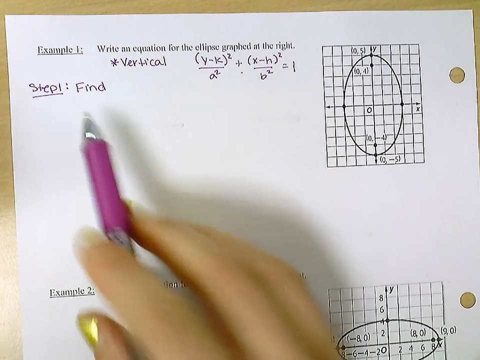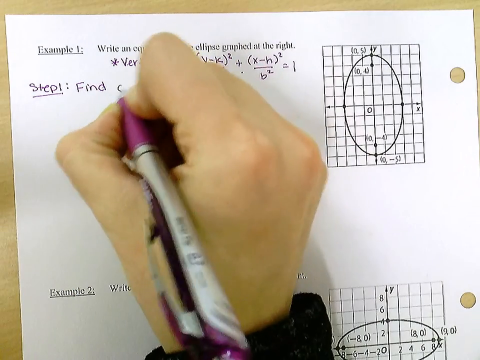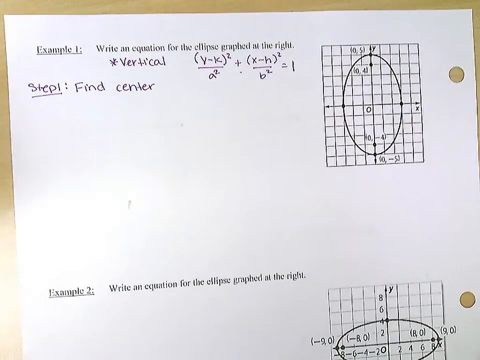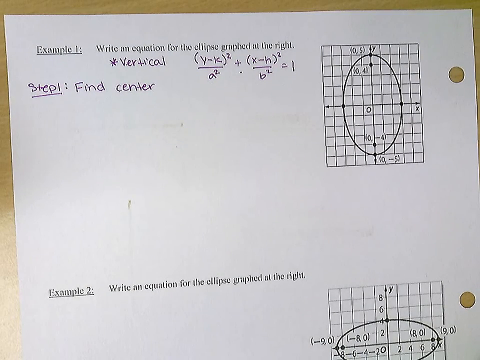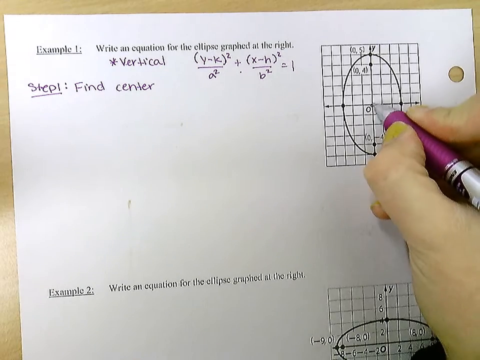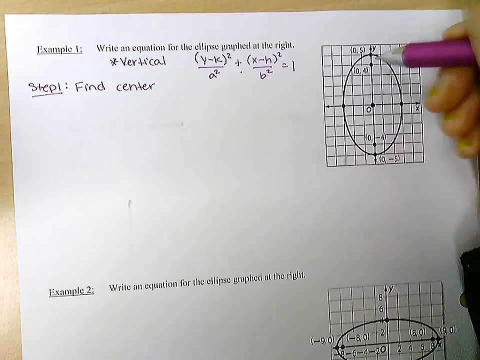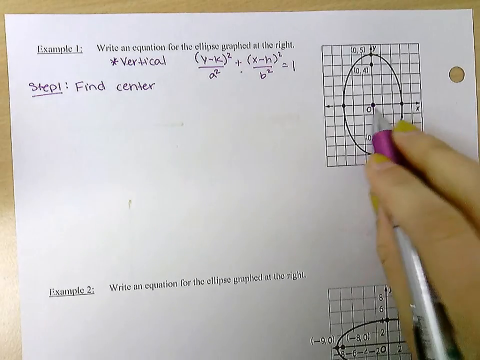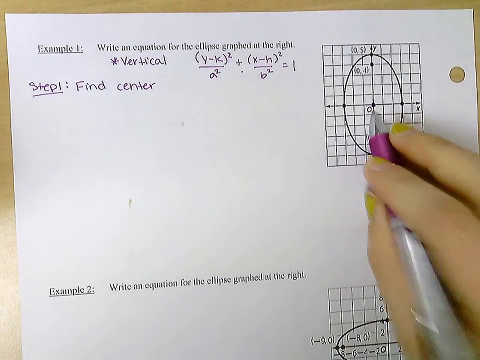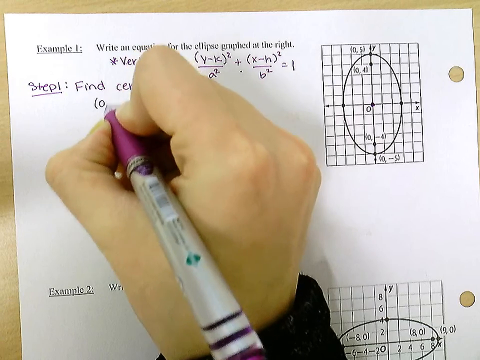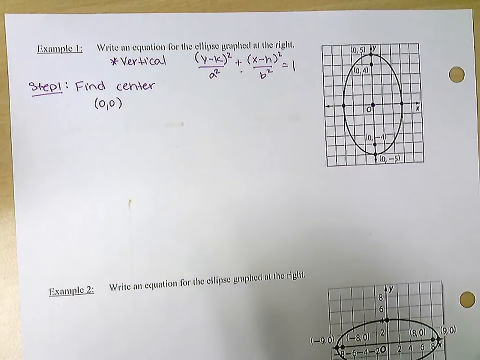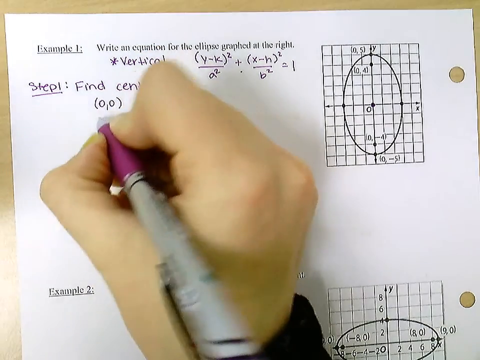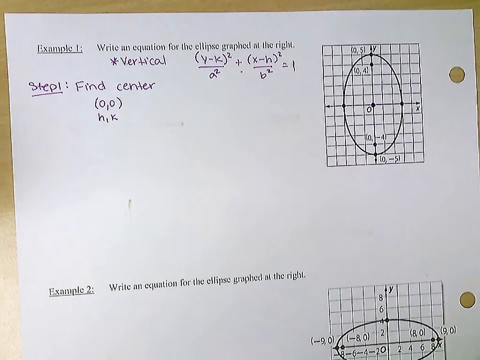So step 1 is to find the center. Since I'm given a graph, it's pretty easy to find the center point. That center point has to be where your two axes intersect. At this point, that is (0, 0). So that is your h and k value.